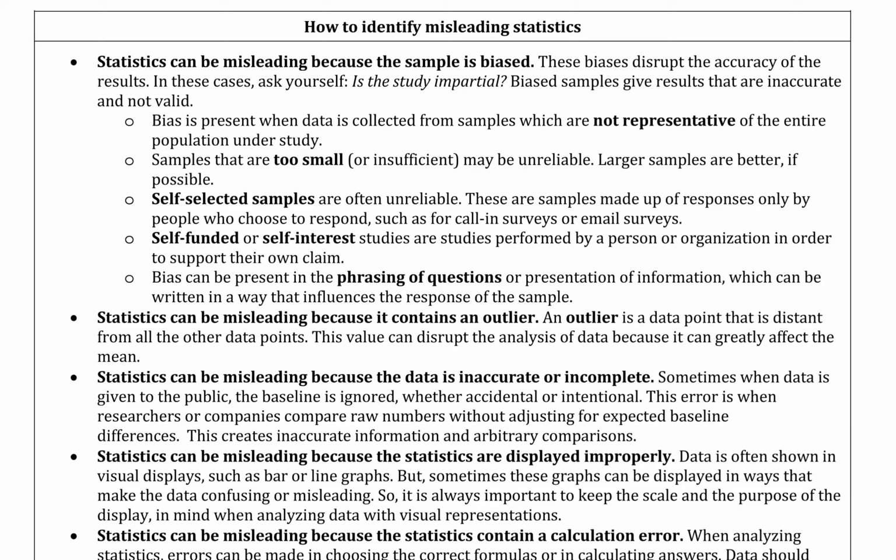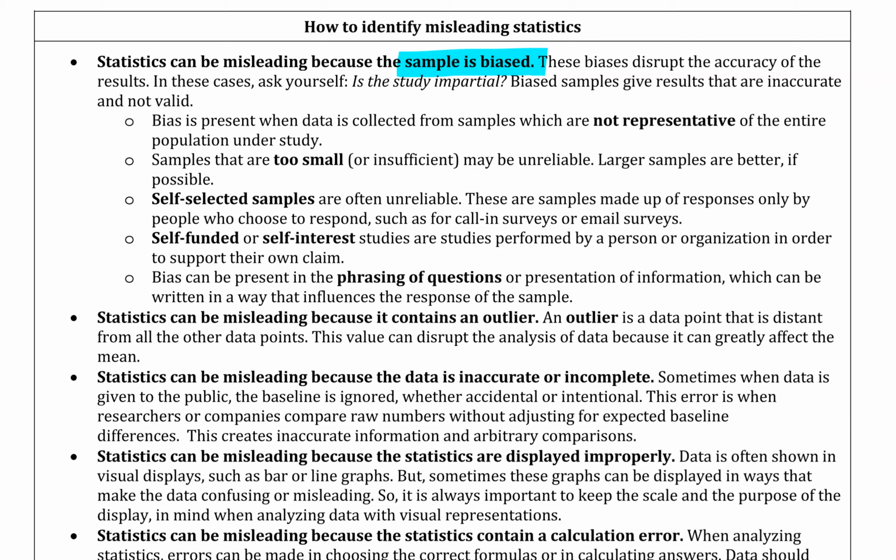In this video, we will determine if a statistic or a claim is misleading and how to do that. So let's start with an overview of how to identify misleading statistics and the types of statistics that can be misleading. Statistics can be misleading because the sample is biased. If the sample is biased, we know that this might disrupt the accuracy of the results.